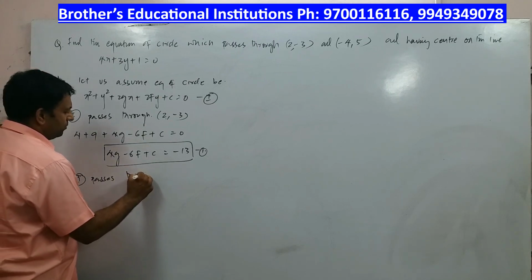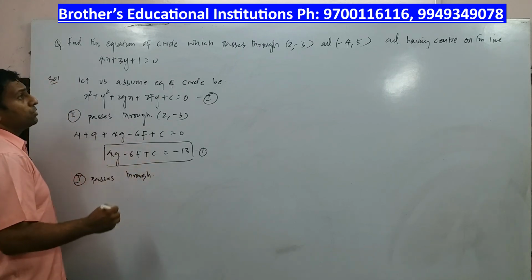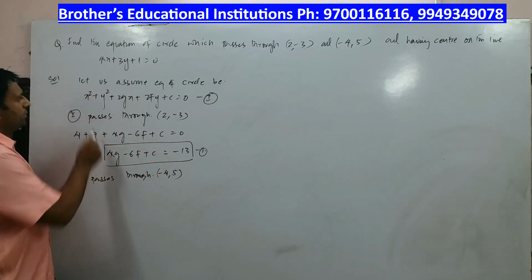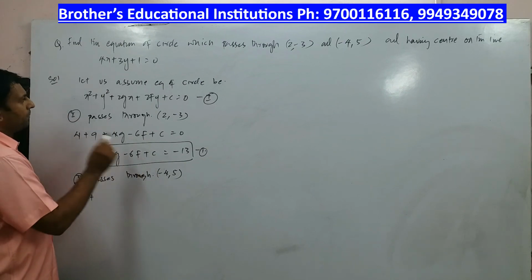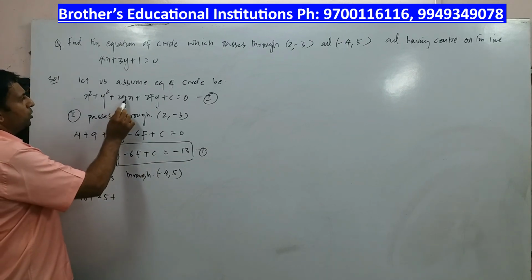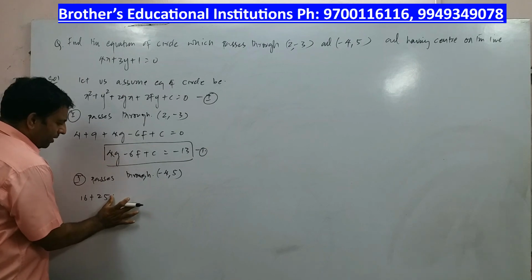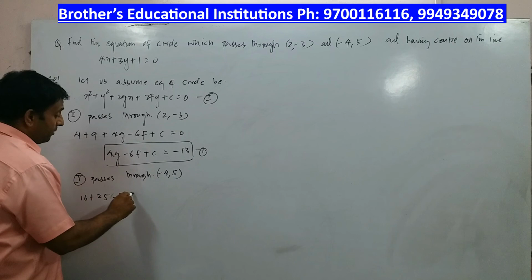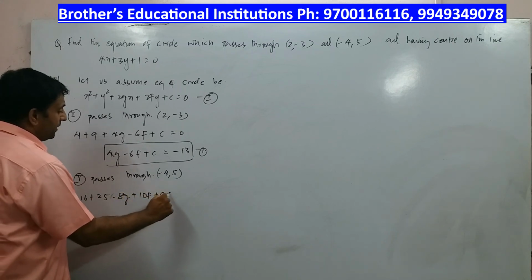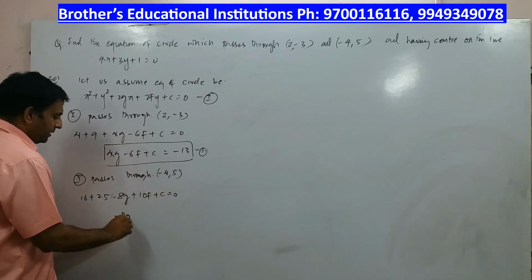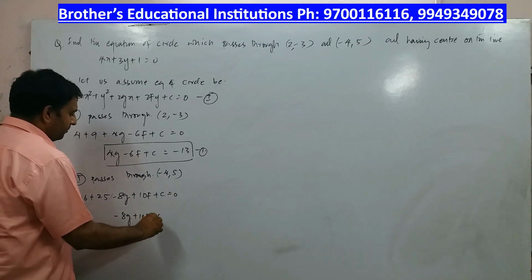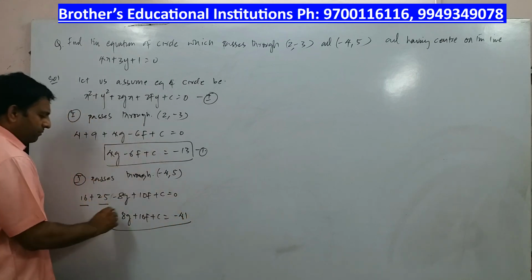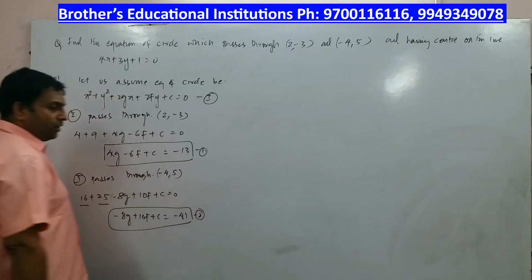Next, I passes through (-4, 5). So take this and substitute. (-4) square is 16, 5 square is 25. 2 into g into x is -8g. What is the y value? 5, so 5 2s are 10f, plus c is equal to 0. So it is -8g + 10f + c. 25 plus 16 is 41, which goes on the right hand side and becomes -41. I call this equation 2.